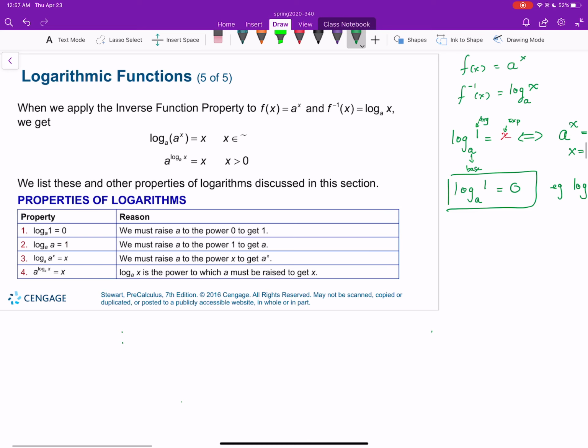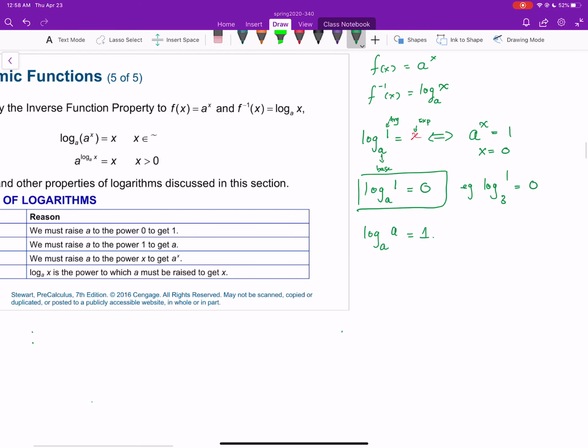Let's look at the second rule. The second rule is log a of a, and it says this is 1. And this is very intuitive. From the way we set up logarithms, we said that we are asking ourselves, to what power should I raise the base to give me the argument a? And in this case, clearly it's 1. But let's do the proof.